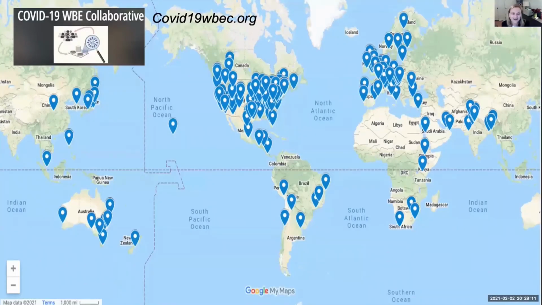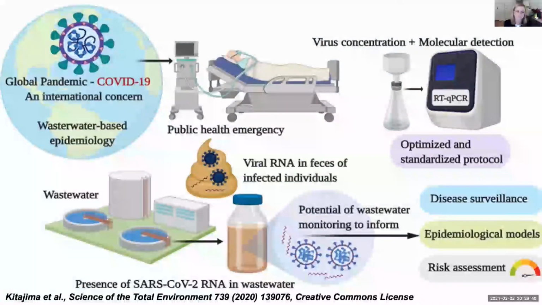This was taken probably March 1st or so, so a few days old. There's probably a few additional groups that were added onto this, but this is the COVID-19 WBE Collaborative, which is an incredible organization. They're on social media platforms and online, and there's the website here. You can visit them and you can see all the different groups that are involved in this. And these blue markers just continue to grow by the day. There's more and more of them all the time.